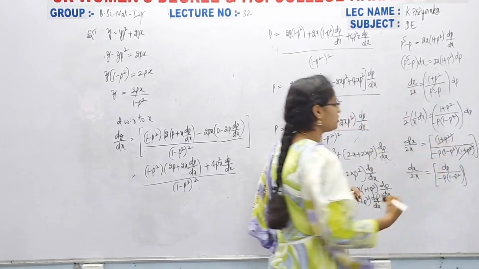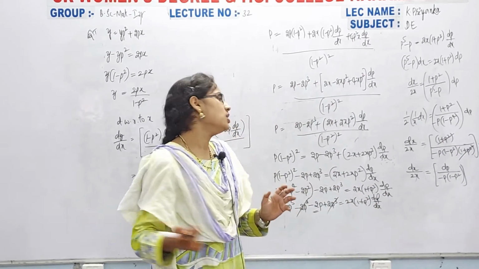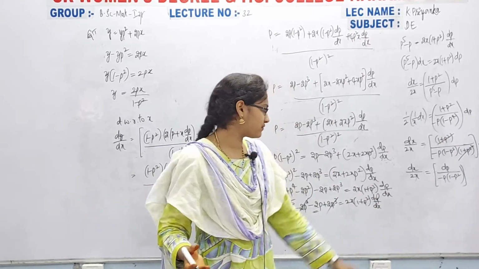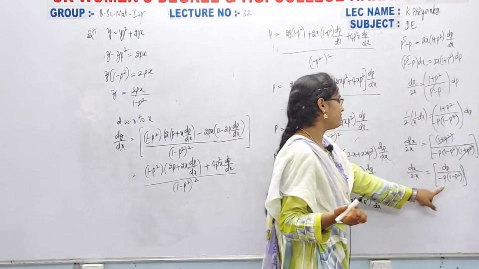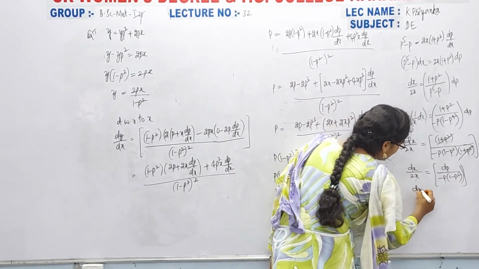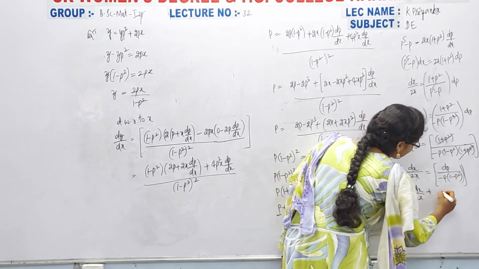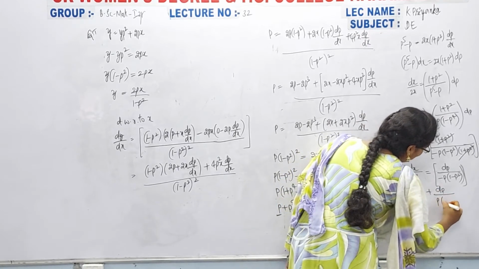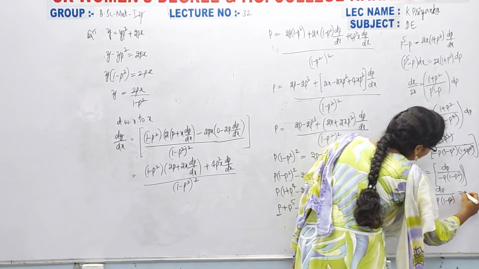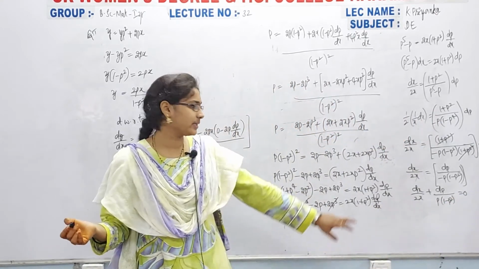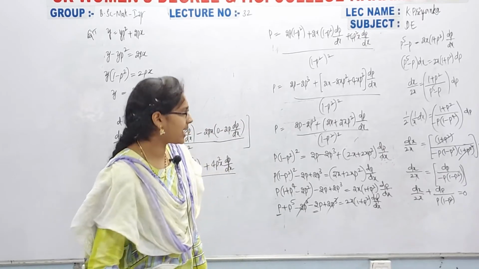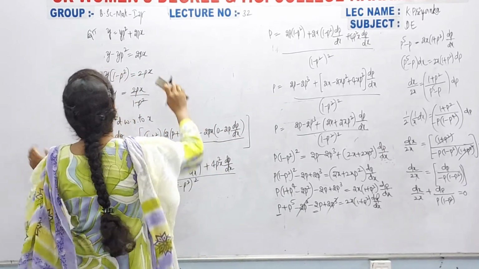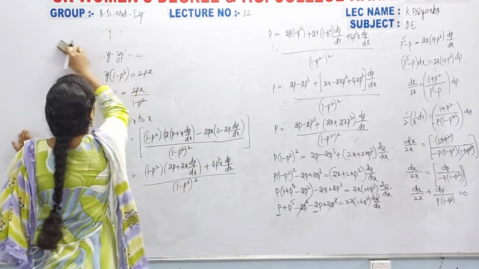Now for this one you have to take the partial fractions. After taking the partial fractions, first of all you can write it as dx by 2x plus dp by p of 1 minus p square equal to 0. Now first of all we have to take the dp by 1 of 1 minus p square. So then what we get? We can write it as, continuation.